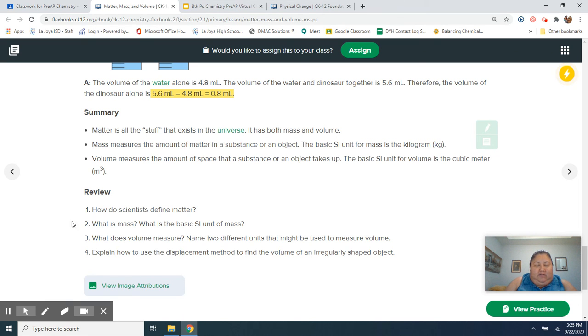Okay, your review questions. How do scientists define matter? What is mass? What is the basic unit of mass? What does volume measure? Name 2 different units that might be used to measure volume. And explain how to use the displacement method to find the volume of an irregularly shaped object.